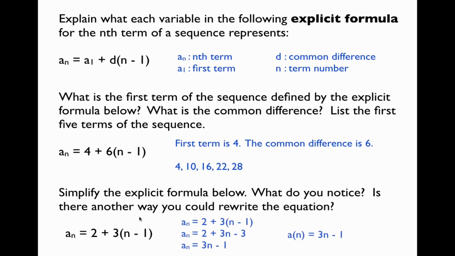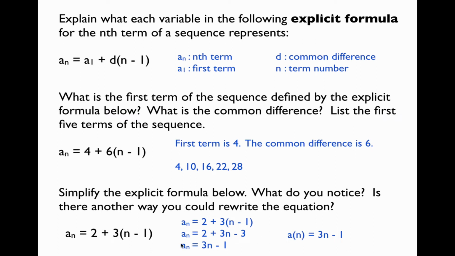All right, so you should have gotten a sub n equals 3n minus 1. So a sub n is our nth term, where n is our input, or the term number. This looks very much like the linear equations that we've studied for going on 2 years now, in 7th and in 8th grade. And this can be rewritten as a linear function, where a is our output and n is our input.